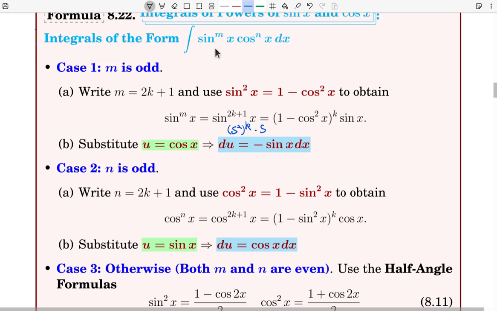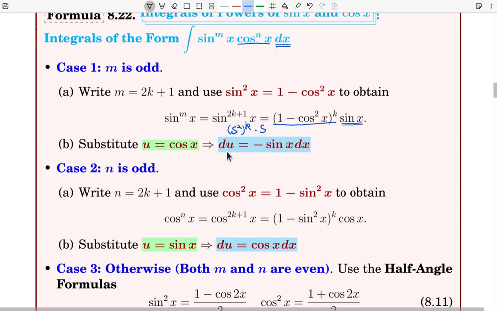Now, sine to the m is changed in this way so that along with the cosine to the n, that portion will make a function of cosine x. And once we use a substitution u equals cosine x, then du must be minus sine x dx. This sine x will be used along with dx to make du.